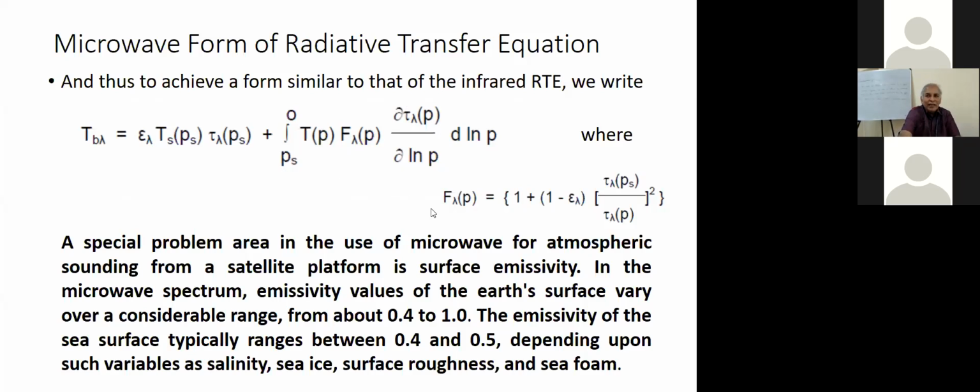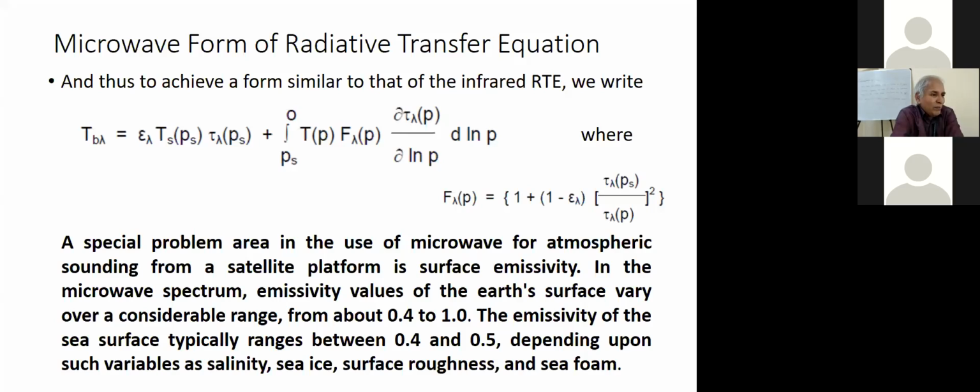So there are advantages in the microwave part. One big advantage is it can penetrate non-precipitating clouds. If you recall, when we discussed the temperature retrieval using the thermal or infrared part of the electromagnetic spectrum, we assumed the cloudless atmosphere. We don't have to make that assumption now because the microwave can penetrate the clouds.